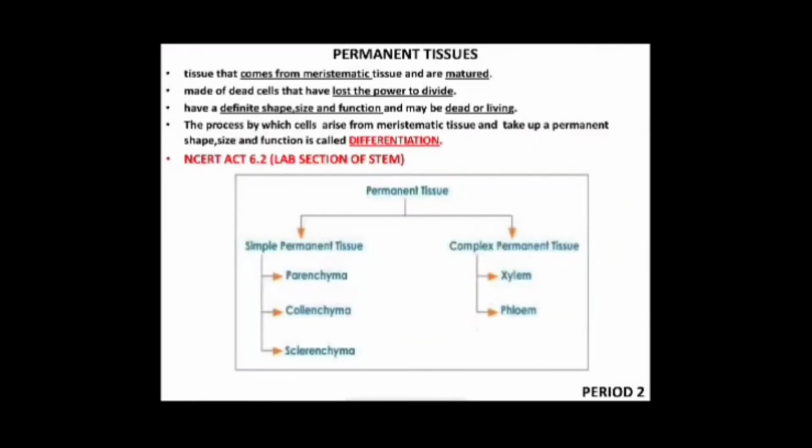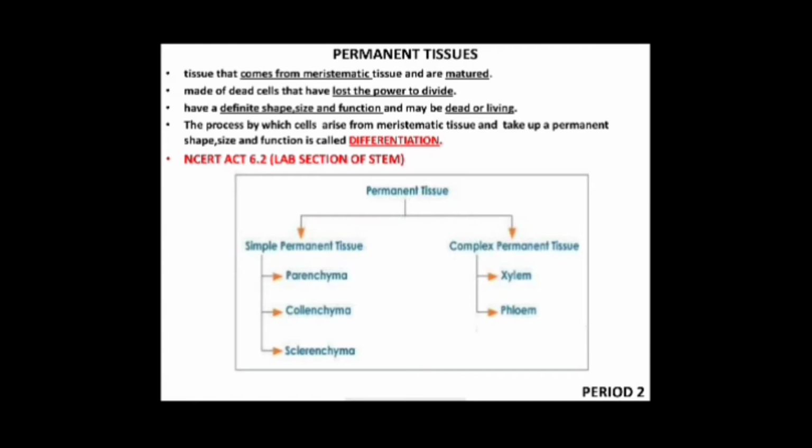Okay, next is the permanent tissues. So the tissues that come from the meristematic tissue and are matured are permanent tissues. They are made up of cells that have lost the power to divide. They have a definite shape, size, and function and may be dead or living. The process by which cells arise from the meristematic tissue and take up a permanent shape, size, and function is called differentiation. So, permanent tissue are of two types: simple permanent tissue and complex permanent tissue.